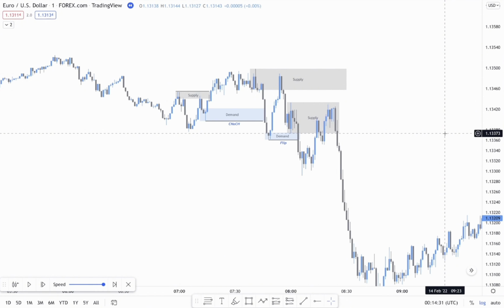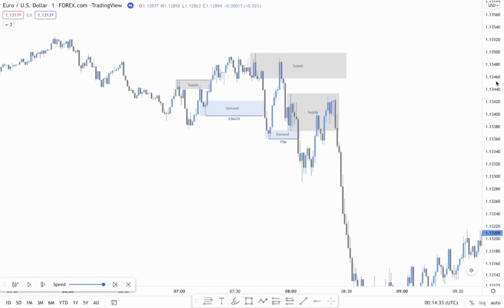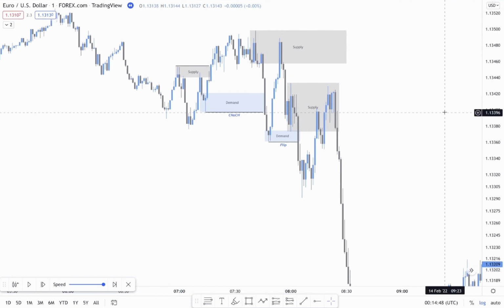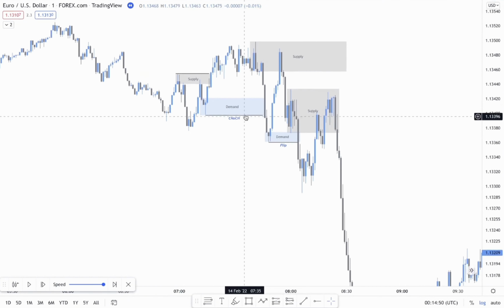Okay, so now we're going to jump into the second example. Now, as you can see here, guys, this supply zone that puts in this low actually gets broken, causing a break of structure. Now, what causes this break of structure to happen is this demand zone here. Now, what we want to see happen for a change of character to be put in place is this demand zone to actually get broken.